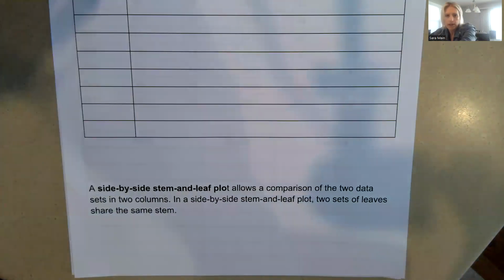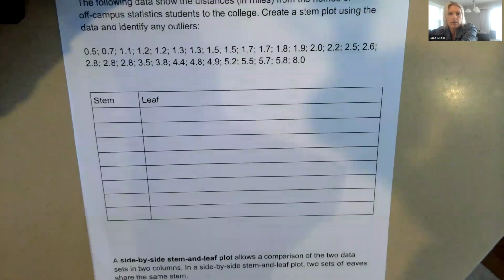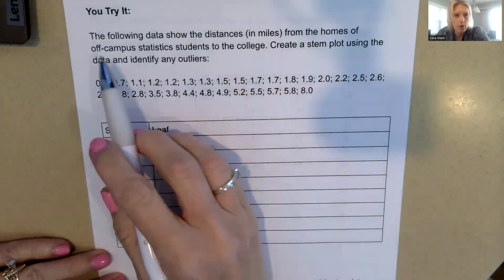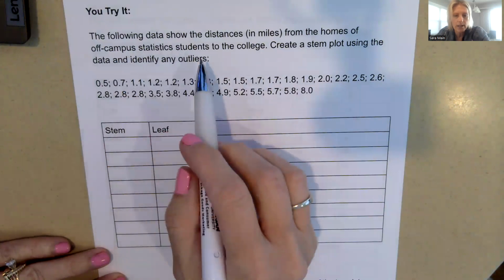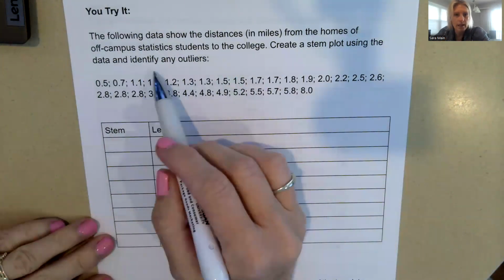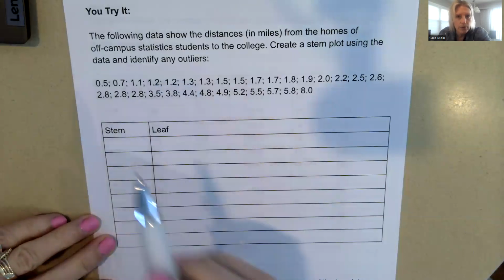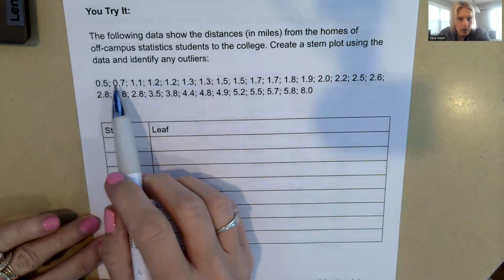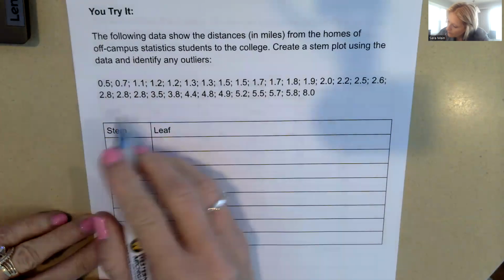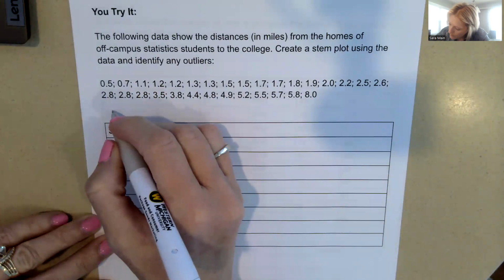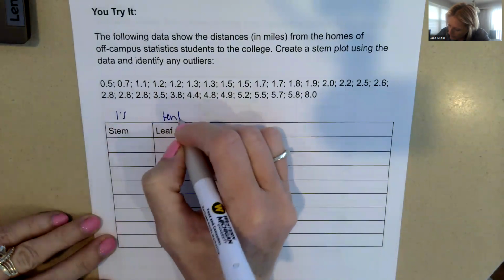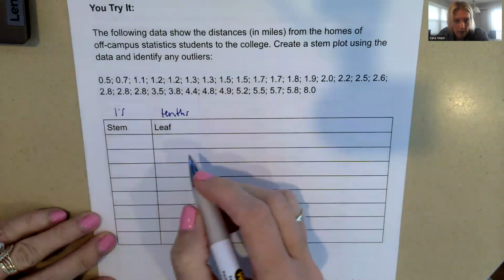So let's make another stem and leaf. This is the data for the distance in miles from the homes of off-campus statistics students to the college. Create a stem and leaf plot using the data and identify any outliers. So it looks like we have tens again. Oh, actually, these are all just going to be ones. Ones are going to be our stem. And then the tenths are going to be our leaf.